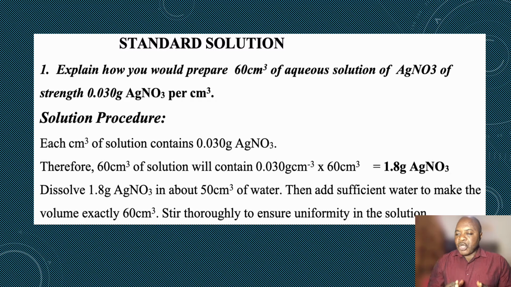Divide the mass by the molar mass of silver nitrate. You have the number of moles of silver nitrate that are going to be dissolved. To have the mass, because you need to measure the silver nitrate salt, you will now multiply the moles by the molar mass of silver nitrate. You have the mass. Then you measure exactly 1.8 gram dissolved in about 50 cm cube of distilled water. When it is fully dissolved, you add sufficient water to make the solution up to 60 cm cube, and that will be all. Question number 2.